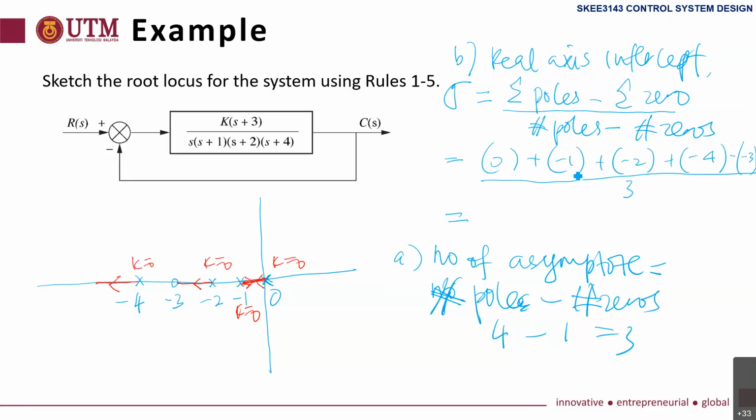So that means minus 2 minus 7 plus 4, that is minus 4 over 3, minus 1.33. Minus 1.33 is here. This is minus 1.33. Okay, minus 1.33 is here.